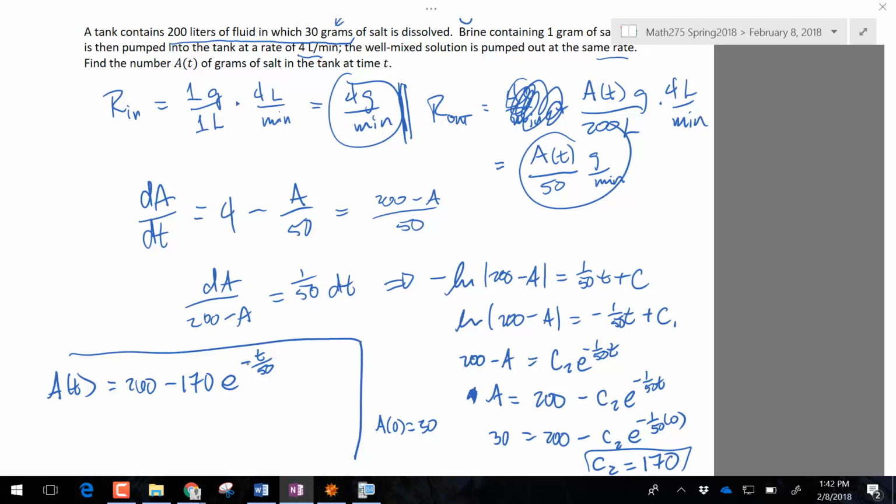So it looks like it's a logistic model, and if you were to graph this, we should see an asymptote somewhere. Any questions? Is this an increasing or decreasing function? Does it look like there's more salt being added? So there's 4 grams a minute of salt coming in, and we start off with 30 grams. Looks like it might be increasing slightly.